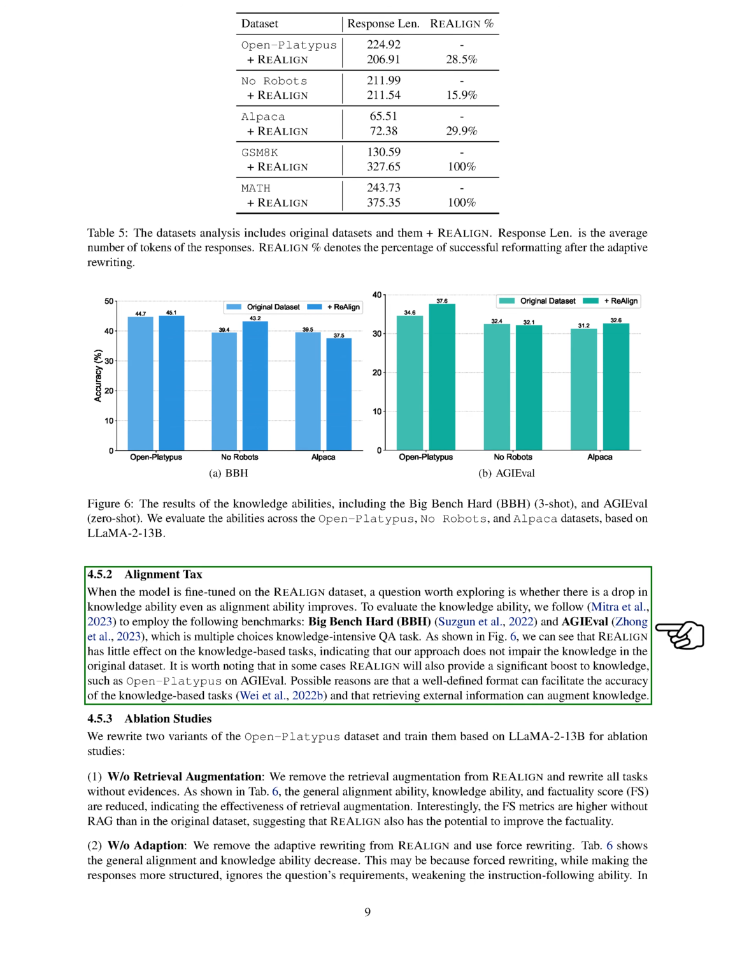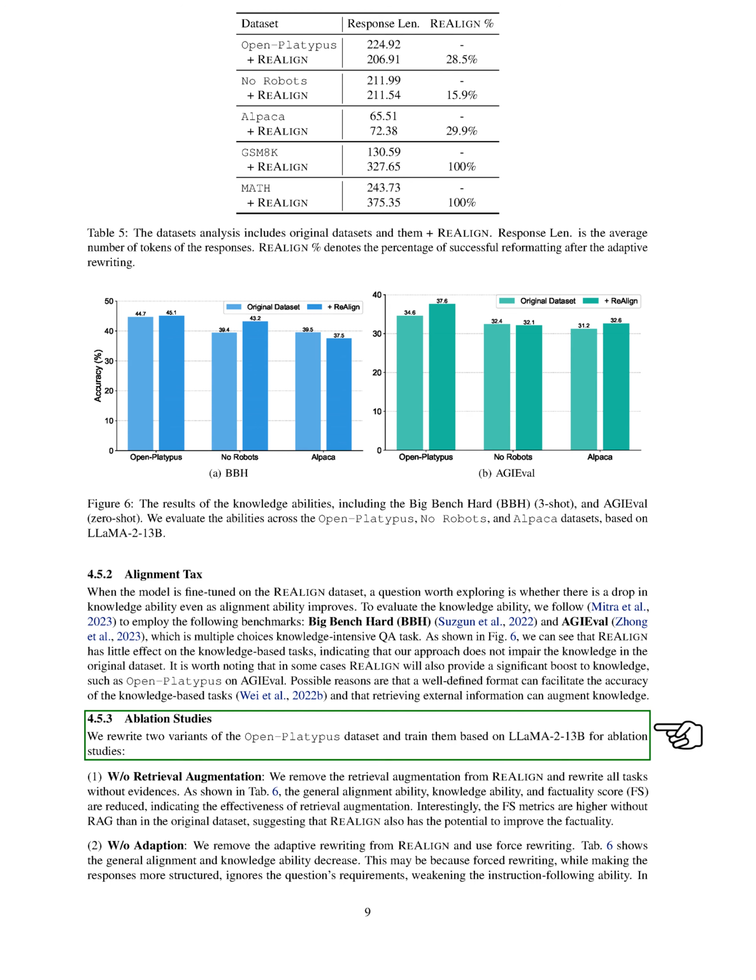Section: Ablation Studies. In this section, we delve into the process of conducting ablation studies on the Open Platypus dataset by creating 2 different versions and training them using the Llama 2 13B model. Our first variation involves removing the retrieval augmentation from the REALIGN process, which means we rewrite all tasks without including any evidence. The results, as displayed in the table, show a decrease in the general alignment ability, knowledge ability, and factuality score. This drop highlights the importance of retrieval augmentation.